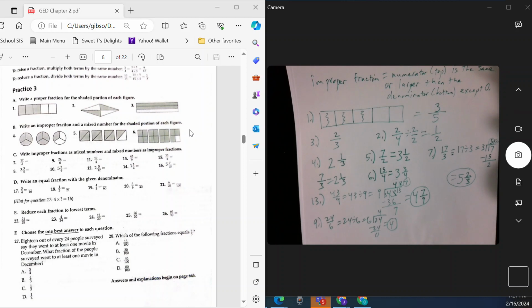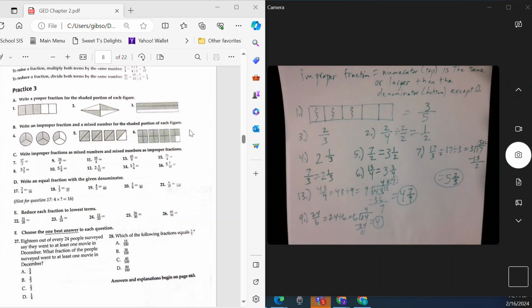It won't be a mixed number. It'll just be a whole number. So you've got to be conscious of that. You still have to apply the rules that you have used before on other problems. So now we go here to change a mixed number to an improper fraction. Okay, so with that being said, let's look at number 8.